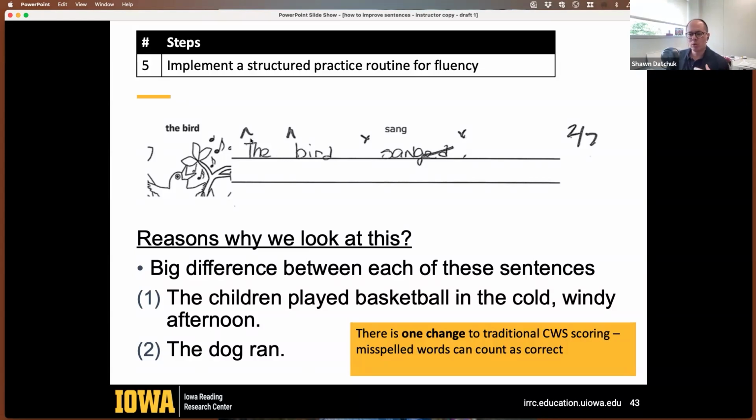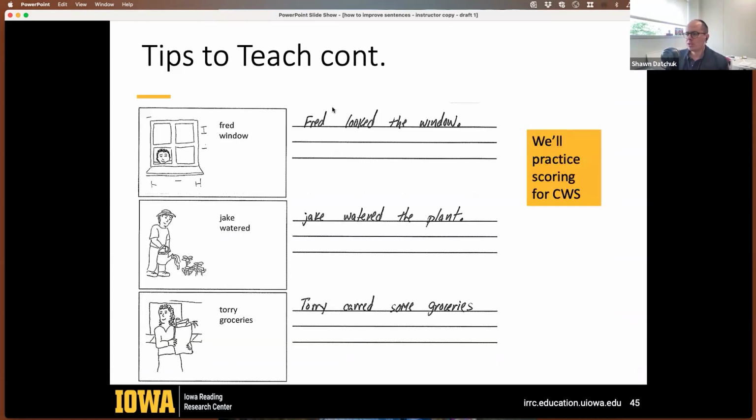Once we shifted to, okay, we're going to look at each individual word and we're going to give you points for adding on other words, the complexity and richness of the students' sentences started to become unlocked. So there's a big difference between these two sentences. If we scored just complete sentence, technically this is 1 point, and technically number two is 1 point. But if we looked at each individual sequence between the words, that's where the special sauce became unlocked, so to speak. So here would be an example: Fred looked the window, Jake watered the plants, Tori carried some groceries.